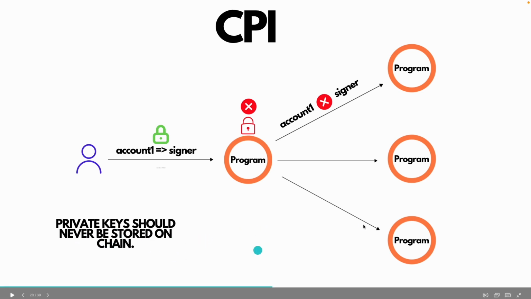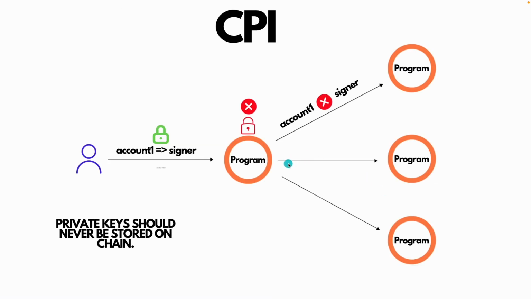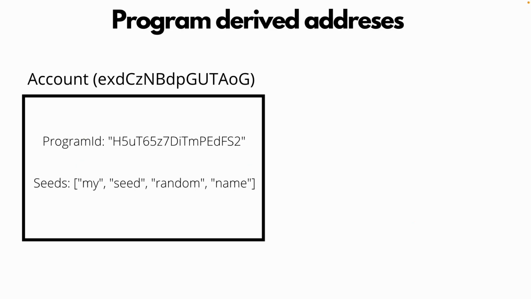You should never store private keys on the chain. And a PDA, which we will introduce in the next slide, is basically an account which has some special properties. One of the special properties is that a program can automatically sign on behalf of a PDA as long as the owning program of the PDA is the program that's trying to sign on behalf of it. So let's try to understand that here.